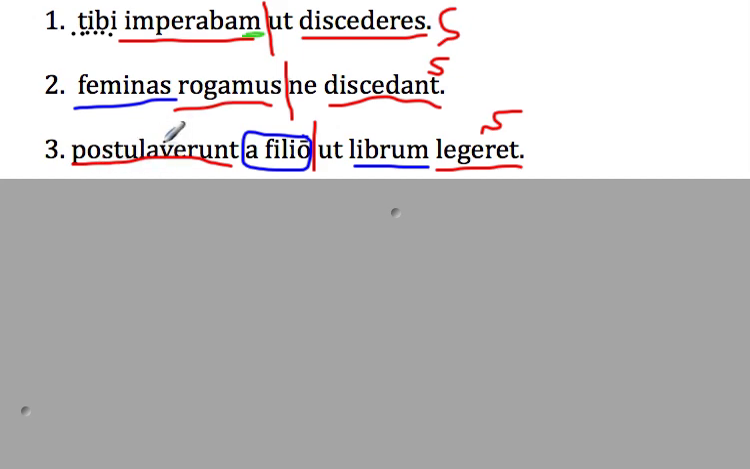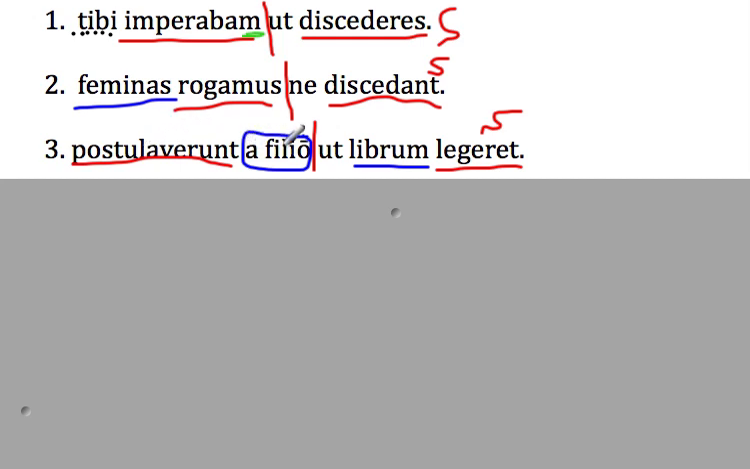So postulaverunt. The subject is hinted at by the NT. Postulo means to demand. So, they demanded from the sun.